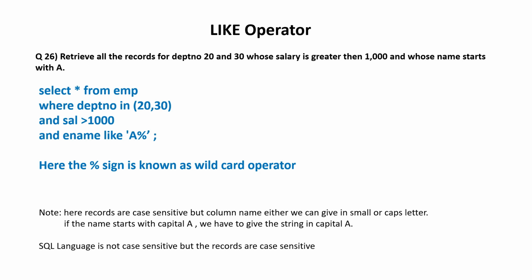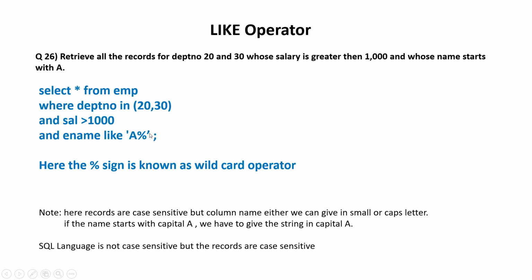Right, so for example, on your screen you can see the question: retrieve all the records for those people whose department number is 20 and 30, whose salary is greater than 1000, and whose name starts with A. So we have multiple filter conditions, right? Whenever we have multiple filter conditions, I hope you know we have to use the and operator, and after that we'll be using a like operator to match the pattern whose name starts with A. Now with the like operator, you always have to remember that we are using a percentage symbol. This percentage symbol is known as the wildcard operator.